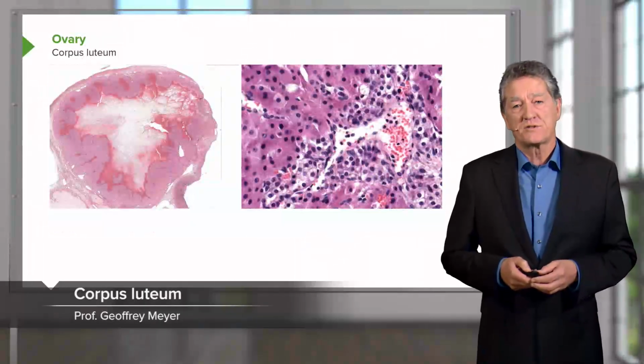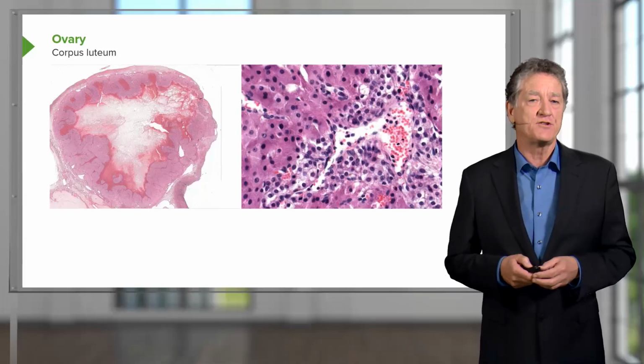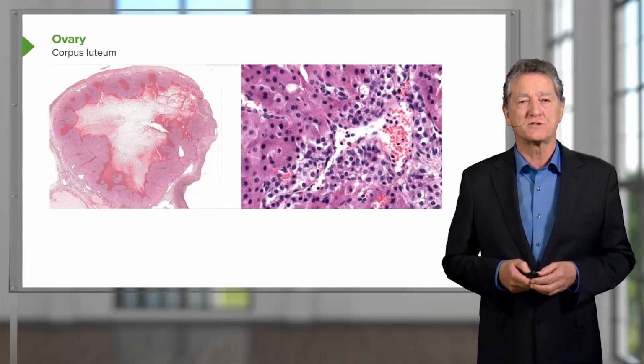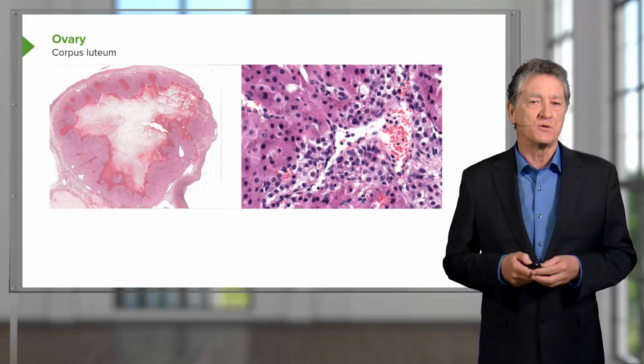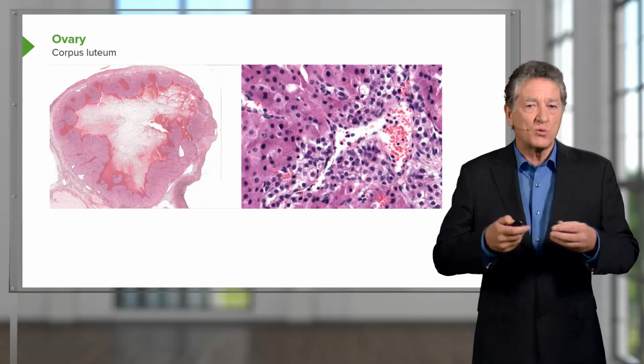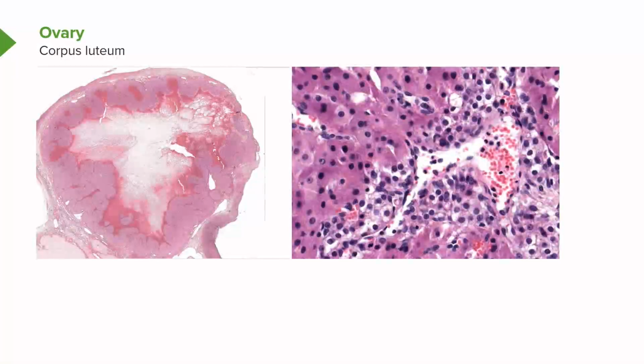Now here's a corpus luteum. On the left-hand side, this is a section through a corpus luteum from a recently ruptured ovarian Graafian follicle. All the red stained material you see is blood, because when the follicle ruptures, there's some bleeding. And there's some growth of blood vessels from the theca interna into the corpus luteum mass.